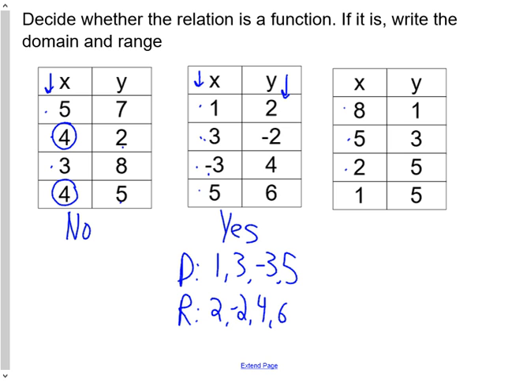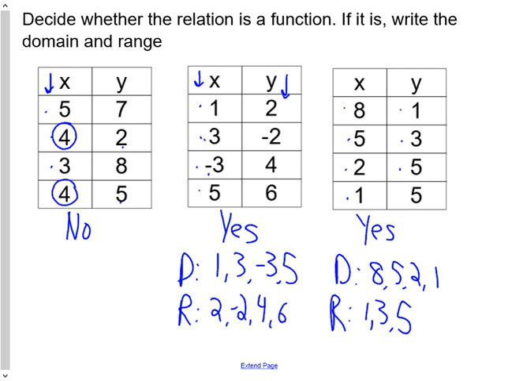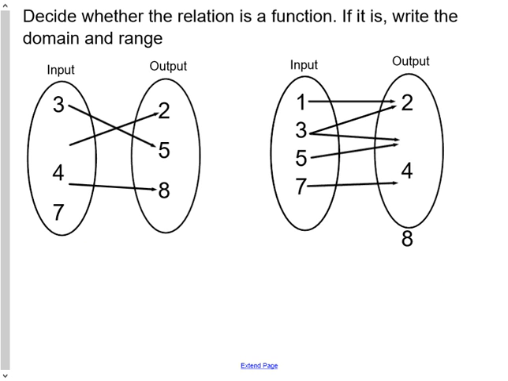And the last one, same idea. 8, 5, 2, 1. No red flag, so yes, it's a function. Writing 8, 5, 2, and 1 as my domain, hence the D. And R is range: 1, 3, 5, and 5 repeats, so I do not write it a second time. I just need to write 1, 3, 5 there. And that is how you determine if a relation is a function or not with these sets of points. Next, we're moving on to the bubbles.